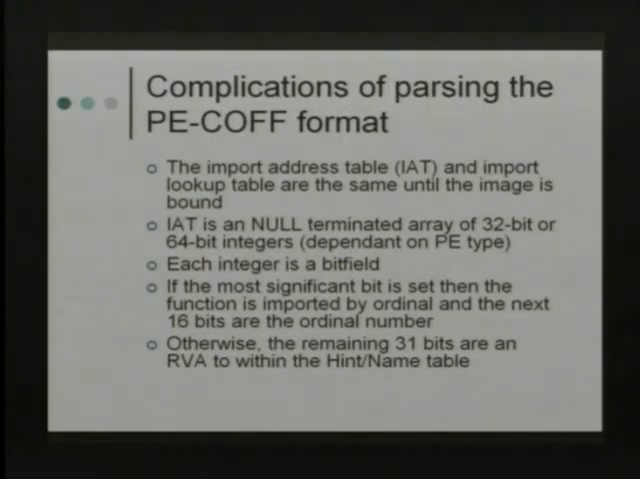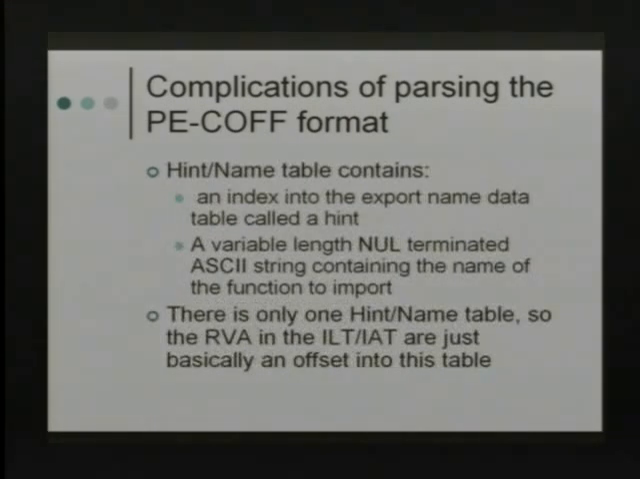And then when we actually get down in there, the integer is a bitfield. If the most significant bit is set, then the function is imported by ordinal, and all we're going to be able to print out is the ordinal number, obviously. Otherwise, we can use the RVA to find the hint name table, and inside of that, we can actually find the name of the function. There's going to be a variable length null terminated ASCII string that tells us what is being imported. There's only one of these, so we can just walk through the whole thing if we wanted to.